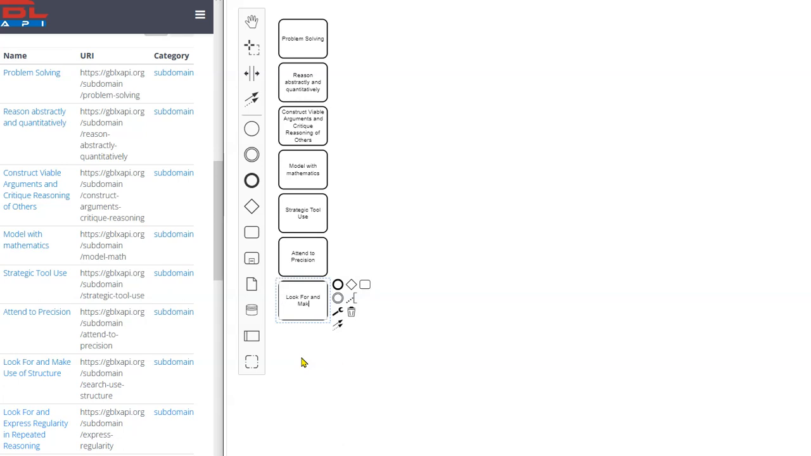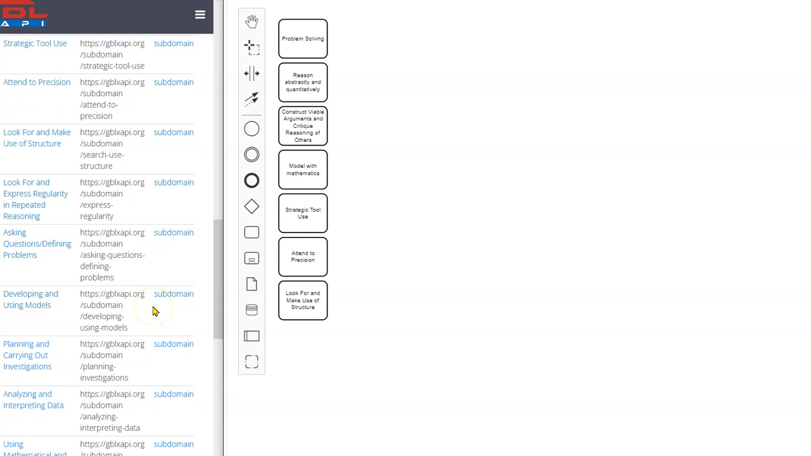Look for and make use of structure. So whatever it is, there must be some type of structure. Look for it. Find it. And then once you find it, make use of it. Look for and express regularity in repeated reasoning. So there's something called repeated reasoning. It has regularity. That's a complex one.